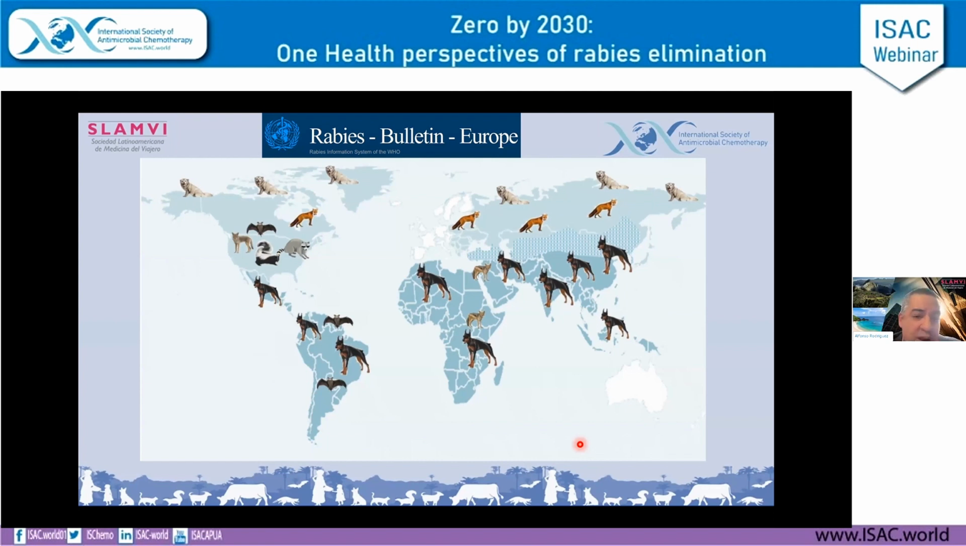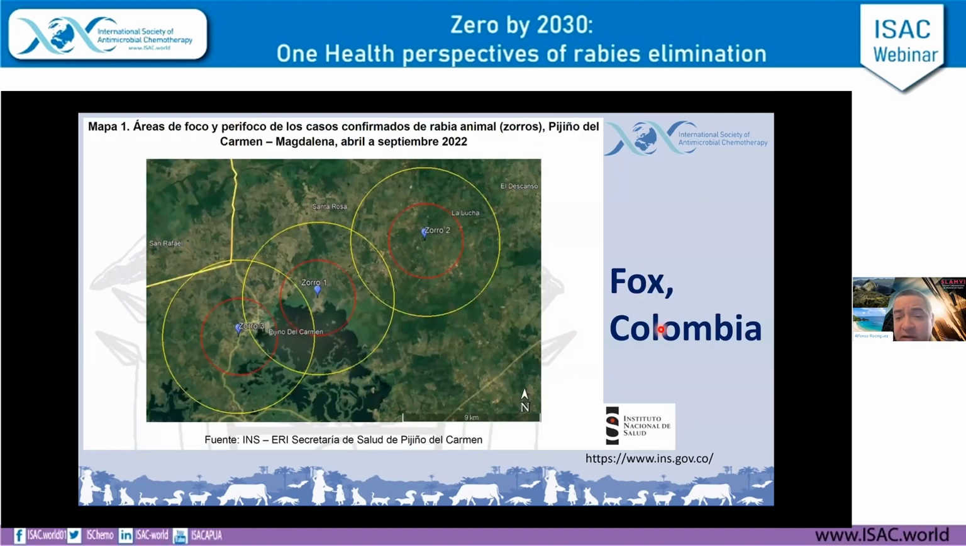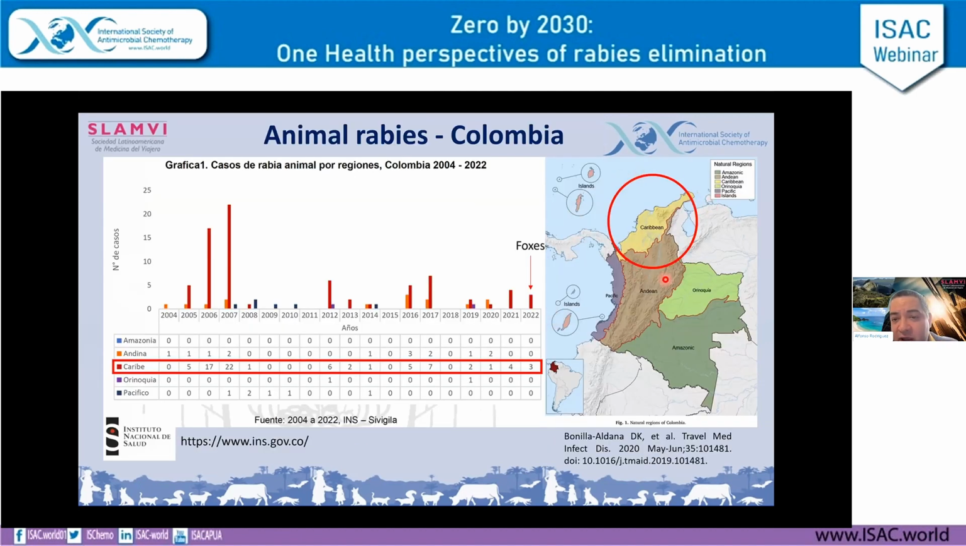As I was mentioning, and this will be discussed later in detail, in the epidemiology it's important to consider not only human aspects, but environmental and animal ones, and this is part of the One Health approach, where multiple animals may be involved in transmission. For example, here in Colombia, in the epidemiology of recent outbreaks, the fox has been involved in a recent case, for example last year in the north of the country, which is especially at risk.